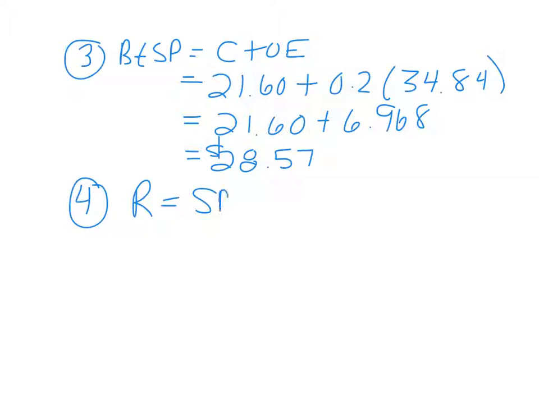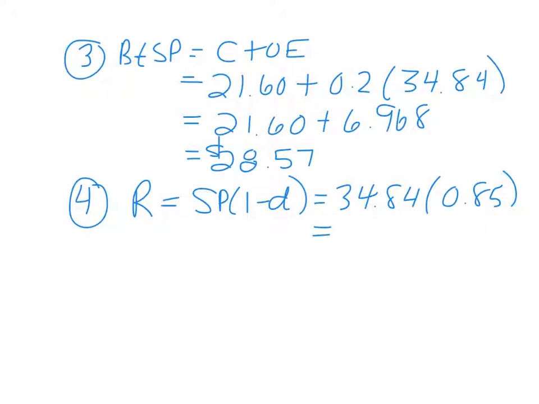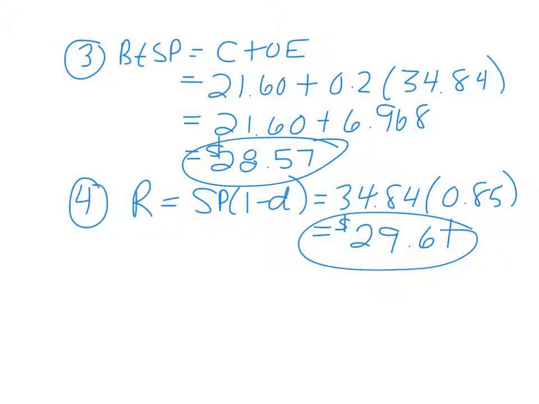Now, on our last step, we're going to figure out what our reduced price is. And that's our regular selling price minus our discount. And our discount in this case was 15%. So we'll take our regular selling price of $34.84 and multiply it by 0.85, which is 1 minus the 15%. That'll give us a reduced sale price of $29.61. So in this case, our break-even is $28.57 and we sold it for $29.61. So we will end up having a profit.